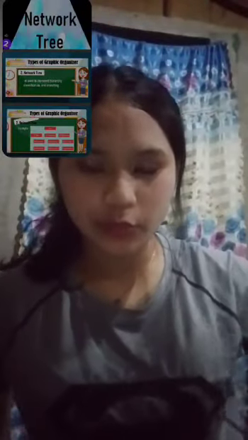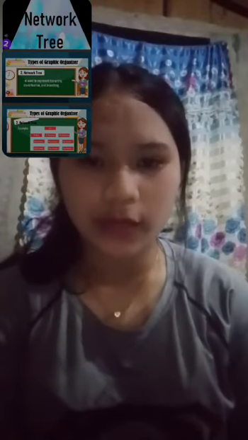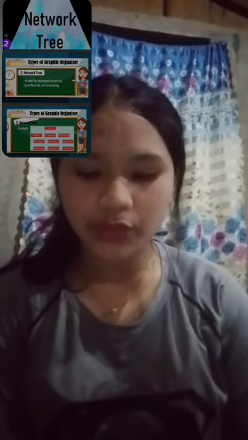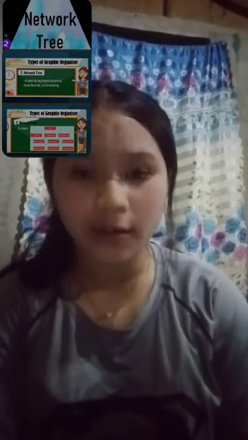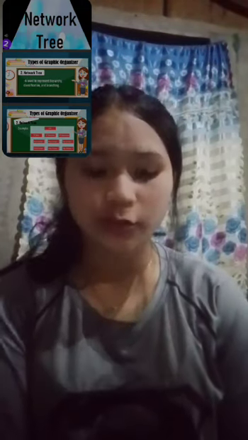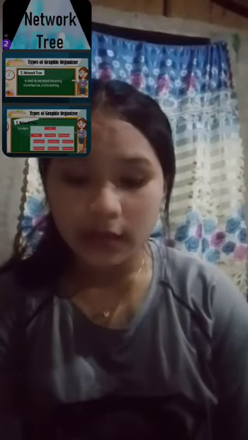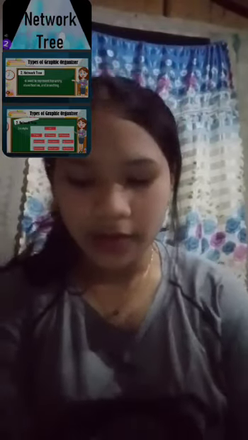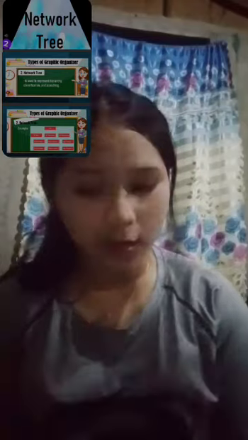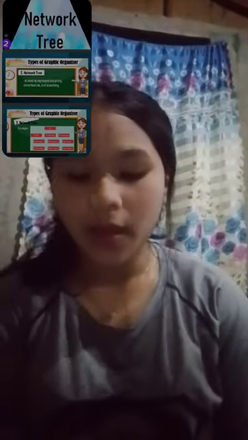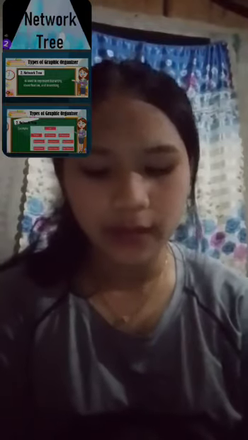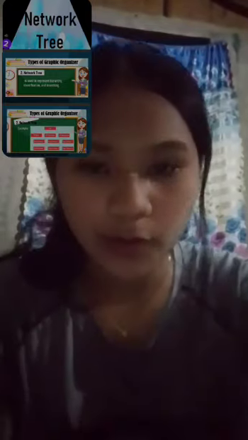So let's proceed to network tree. A network tree is a diagram that starts with one main idea and then branches out into smaller connected parts. It helps us see hierarchy, who is at the top, classification, how things are grouped, and branching, how one big idea breaks into smaller ideas.